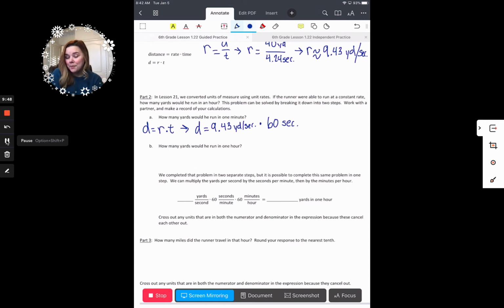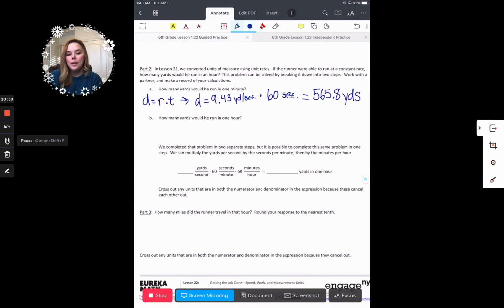Go ahead and pause the video, multiply that out, pop back on to check your answer. So when we multiply yards per second times seconds, the seconds kind of cancel each other out. So I'm going to cross both of those out. So our answer is just going to be in yards. So I'm going to multiply 9 and 43 hundredths times 60, and I get 565 and 8 tenths yards. So in 1 minute, that's how far he runs. You could also have 565 and 80 hundredths yards or 8 tenths. Either one is fine.